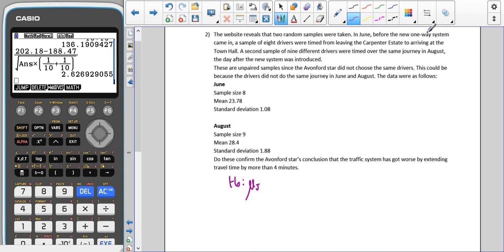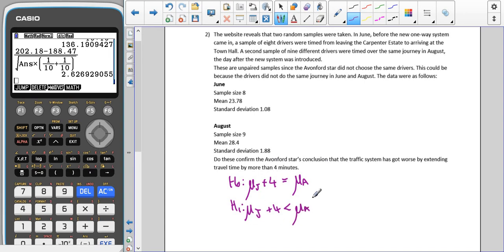The website, so they think that it's going to be by more than 4 minutes. So they're saying that June's going to be the quicker one. So they're saying that even if they added 4 minutes onto June, that's still going to be shorter than in August. So H1: μJ + 4 is still shorter than μA.